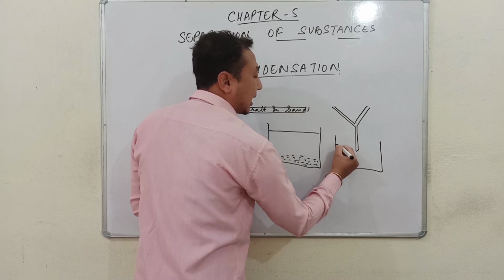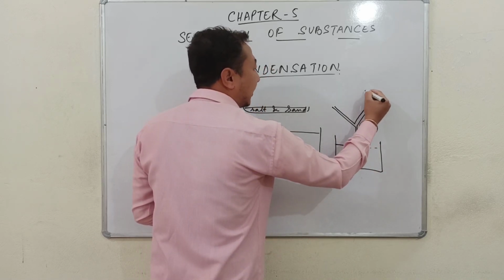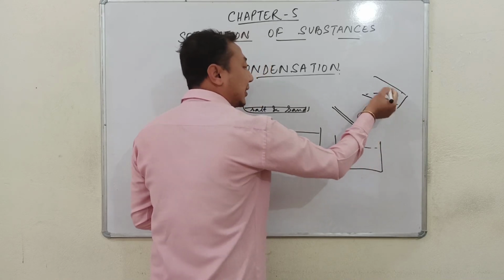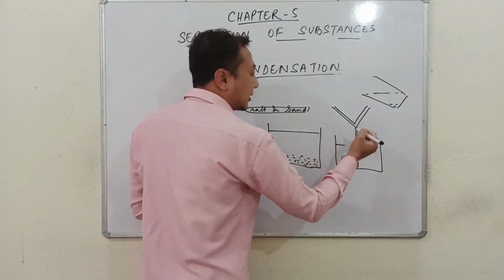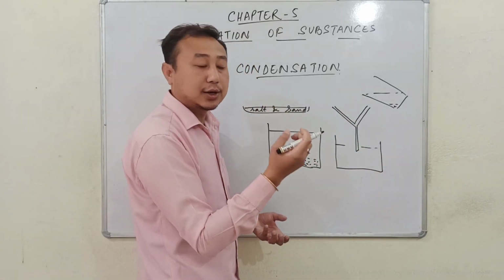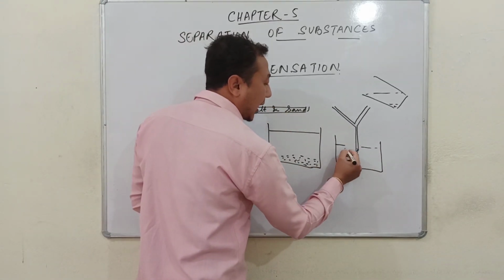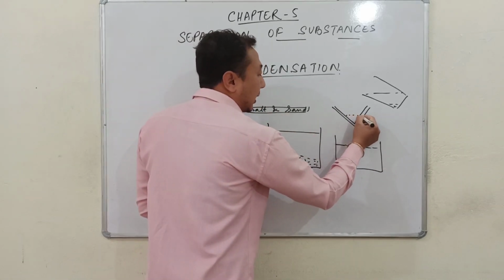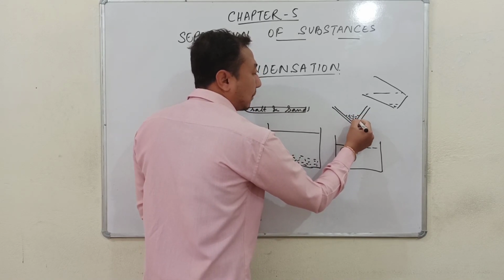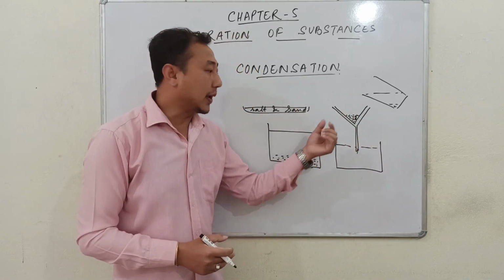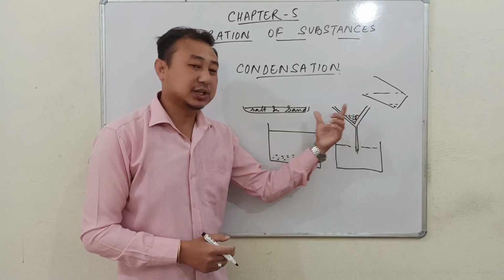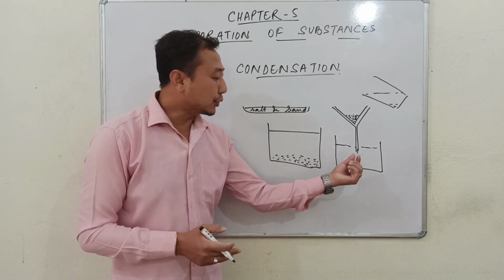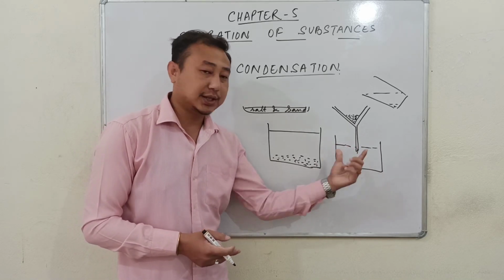Here we are going to place an empty beaker, and if we pour this mixture in this funnel, the solution of the salt and the water will pass through the filter paper and be collected in this container, while the sand, which is insoluble, will be trapped by the filter paper here. So in this way, we separated out the insoluble sand from this mixture, leaving behind a solution of salt and water only.